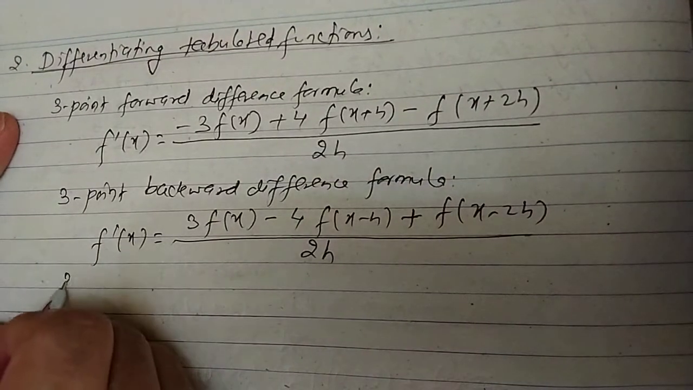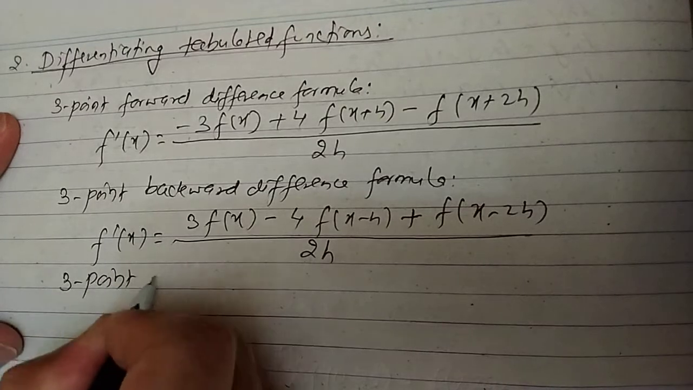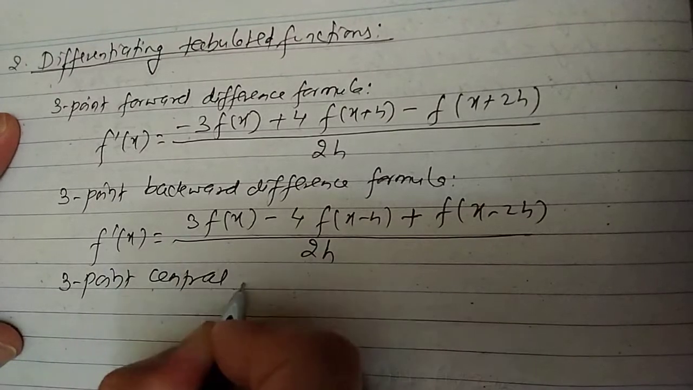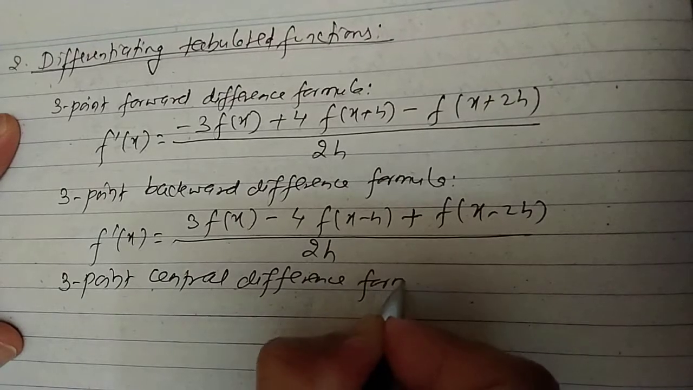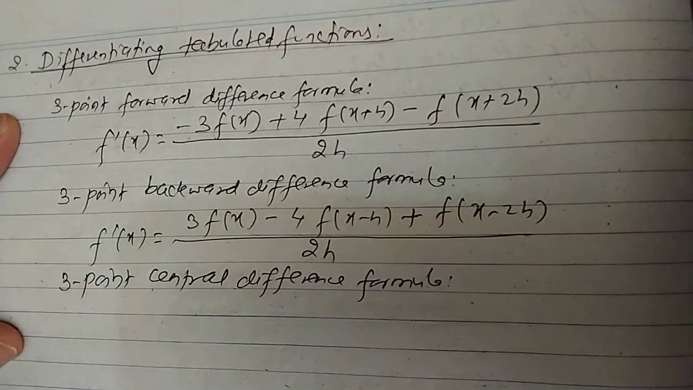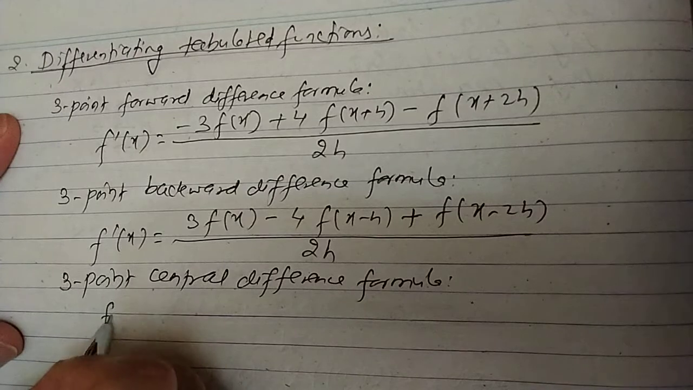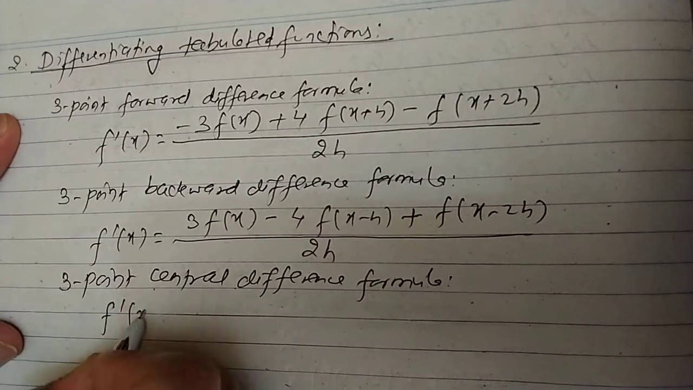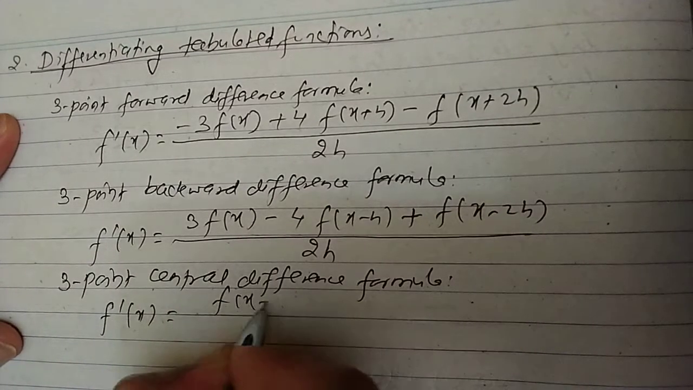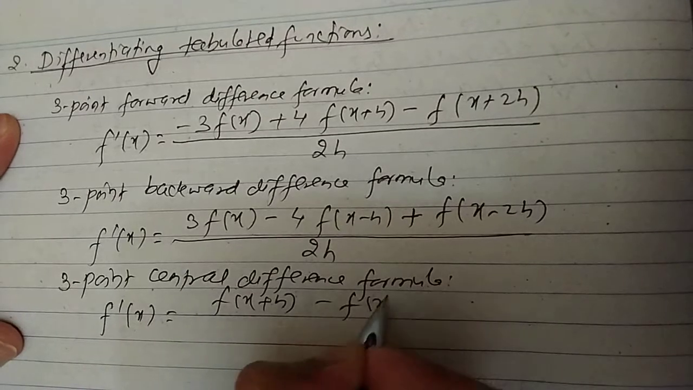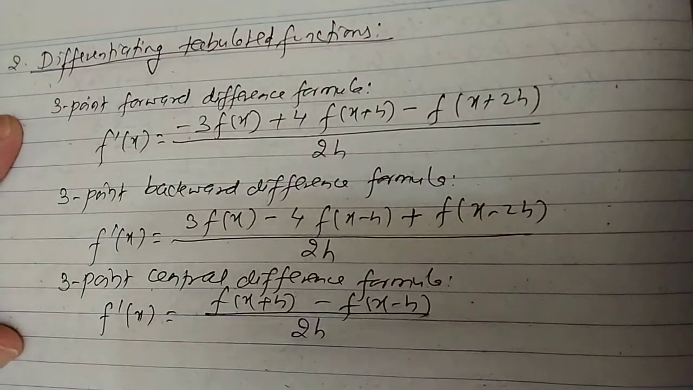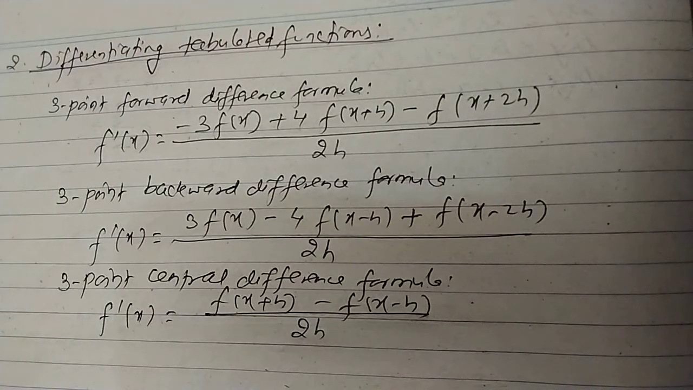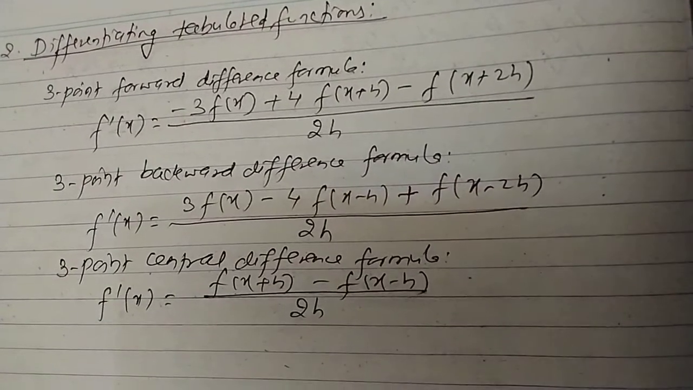So another one, 3 point central difference. So 3 point central difference formula, f dash x will be equals to fx plus h minus fx minus h whole upon 2 into h. So that is a central difference formula. So let us do an example here.